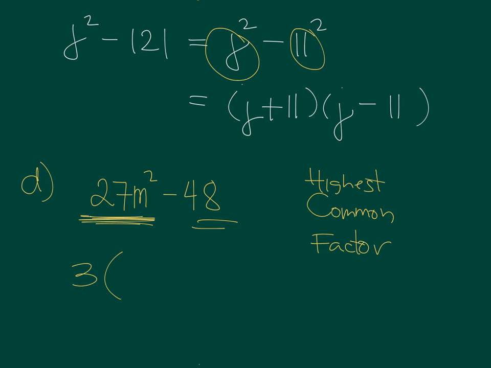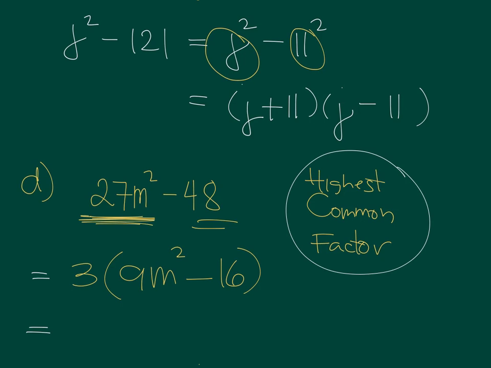So dividing this by 3 means 9m squared. Dividing 48 by 3 is 16. And look at what we have right now. After you do factoring by the highest common factor, sometimes the remaining expression can still be factored.